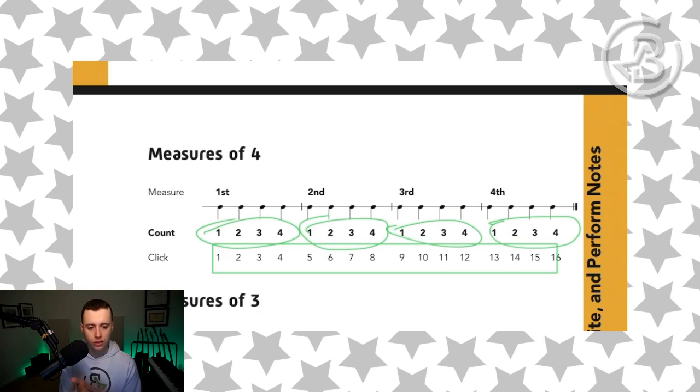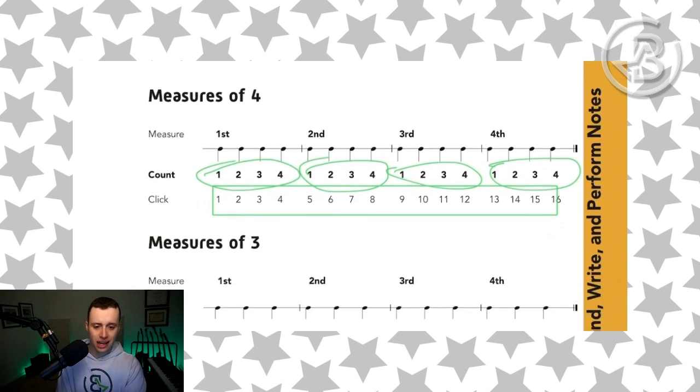1, 2, 3, 4. Measure 4. 1, 2, 3, 4. There you go. So there were 16 claps. There were 16 counts total. But every time I looped around, every time I finished a measure, I went back to 1.